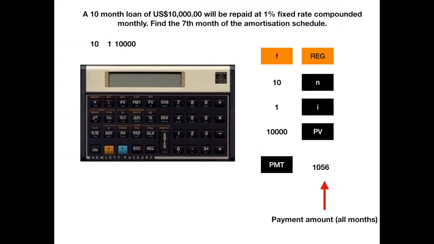All right, guys, let's get right to it. We have a 10-month loan of $10,000 that will be repaid at 1% fixed rate, compounded monthly. Find the seventh month of the amortization schedule. So, we have here a French loan. We have the price system. And we have to find out the seventh month of the amortization schedule, which means we have to find out what was the interest paid, what was the balance, what was the payment amount on the seventh month.